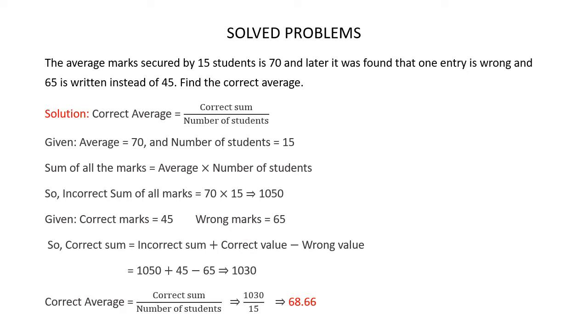Now we know that correct sum is equal to incorrect sum plus correct value minus wrong value. So 1050 plus 45 minus 65 is equal to 1030. So the correct sum is 1030. We know that the number of students is 15. So correct average is equal to 1030 divided by 15, which is 68.66. So the correct average is 68.66.